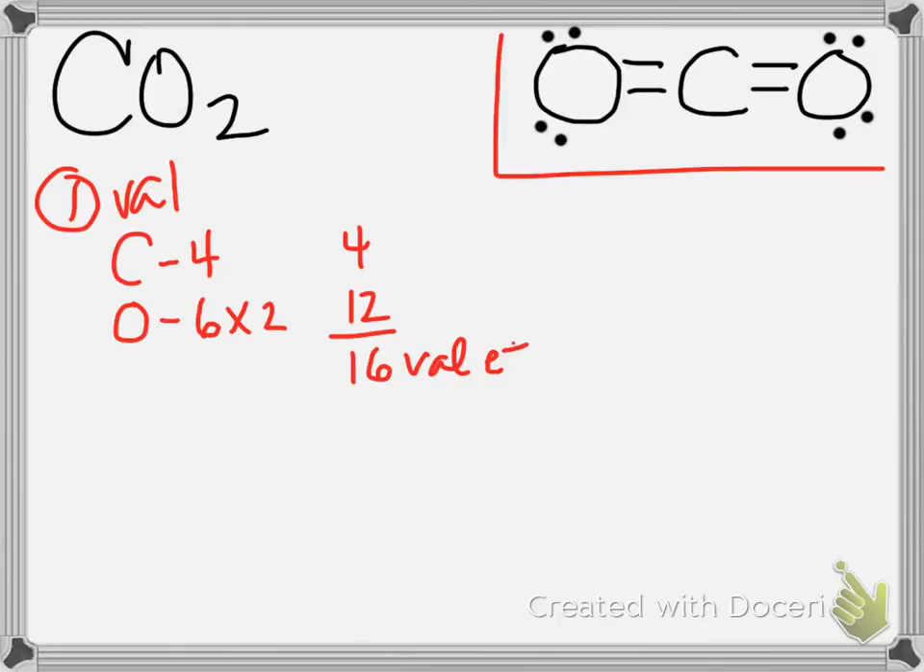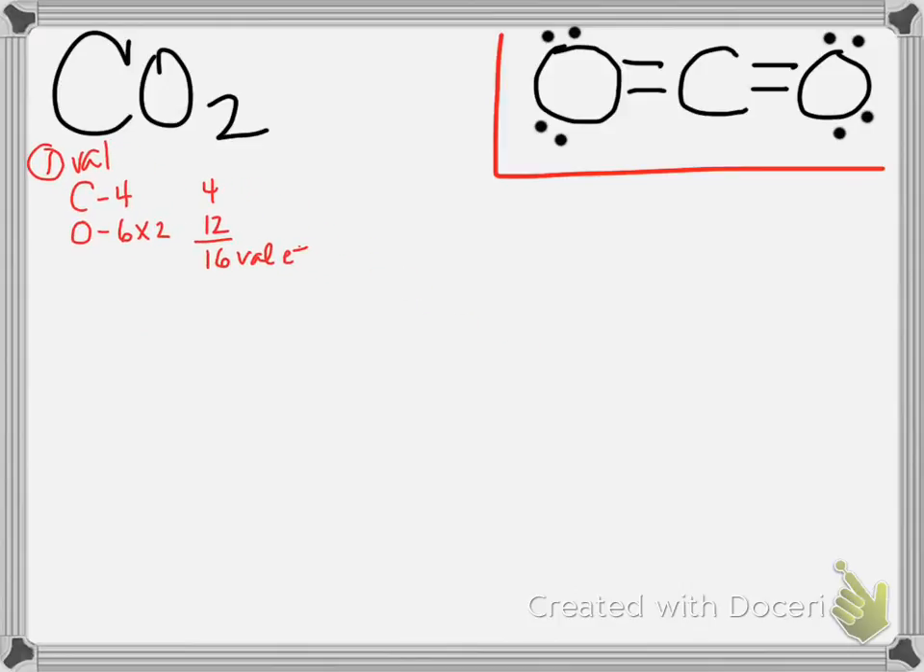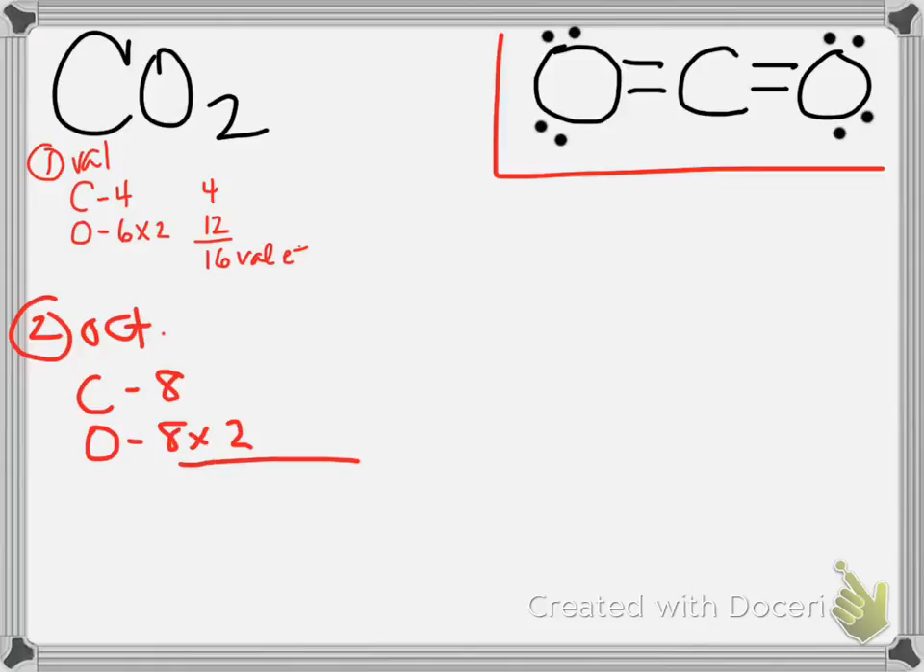Okay. Step 2 is to figure out how many octet electrons everything would be happy with. Octet electrons. Well, carbon wants 8, oxygen wants 8, and there are 2 oxygens. So we have a total here of 24 octet electrons. If everybody had all the electrons they wanted, there would be 24 of them.